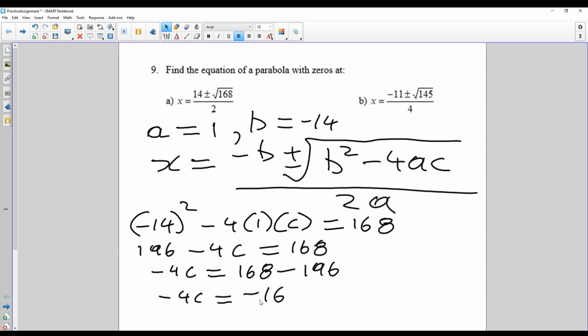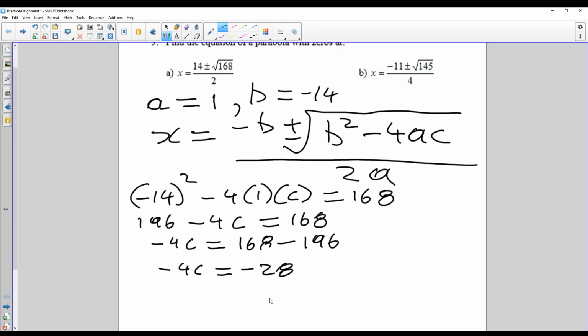Okay then. You're right, I'm wrong. Thanks. That's why you don't do everything in your head, okay? Negative 28? Okay, thanks. So what's C then? C is 7.